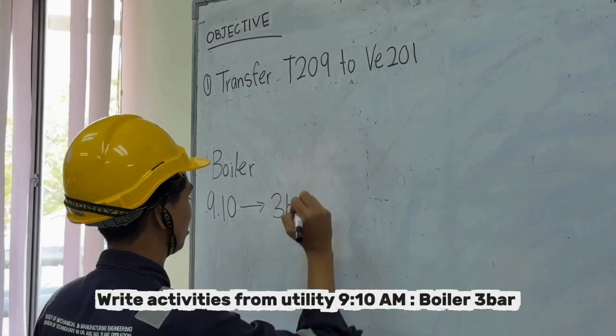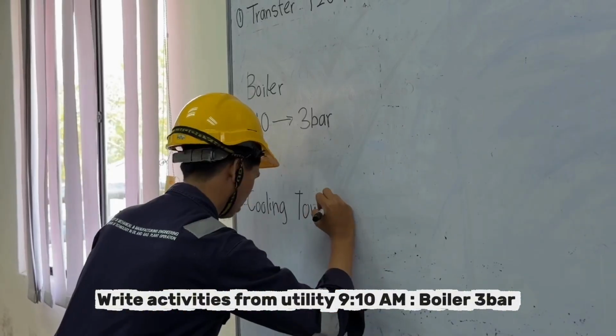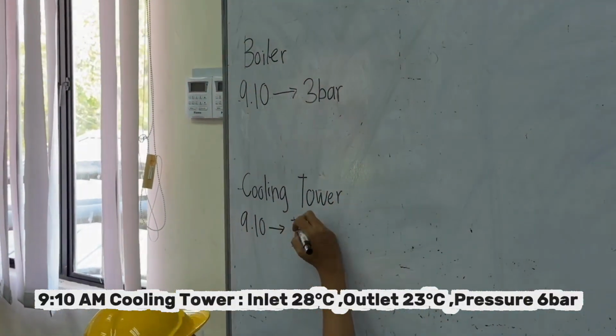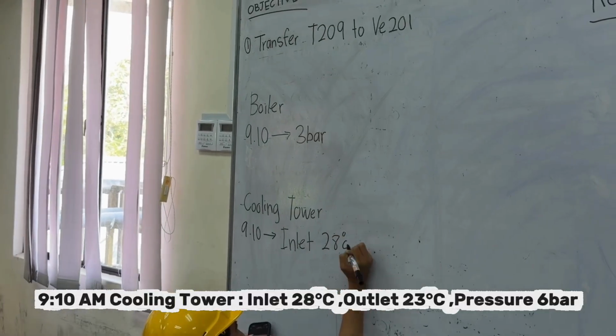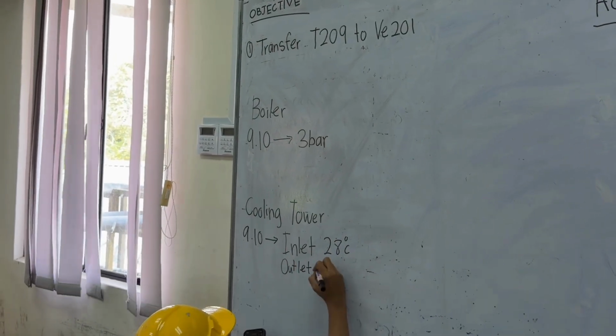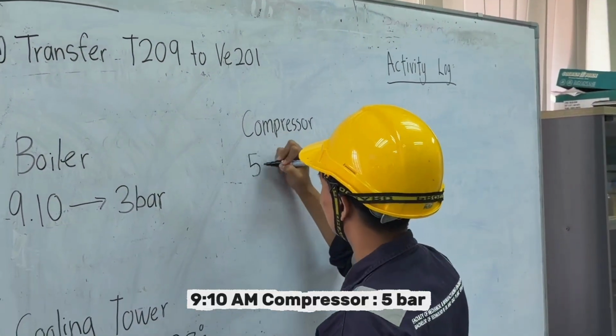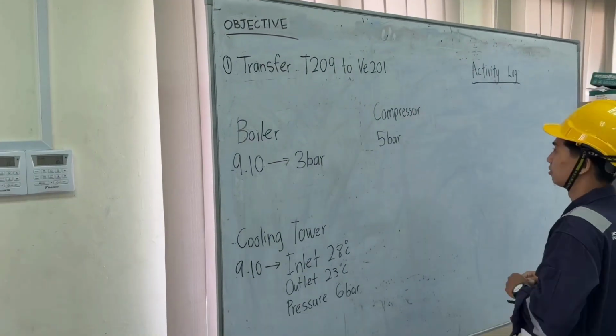Write activities from utility: 9:10 AM, boiler 3 bar. 9:10 AM, cooling tower, inlet 28 degrees Celsius, outlet 23 degrees Celsius, pressure 6 bar. 9:10 AM, compressor 5 bar. Control room to plant.